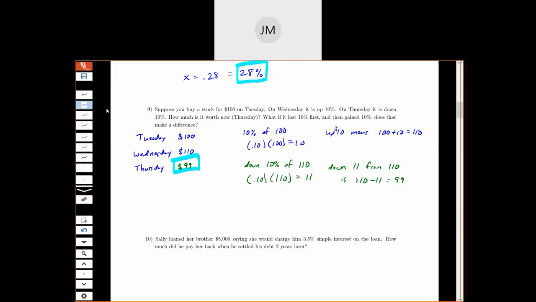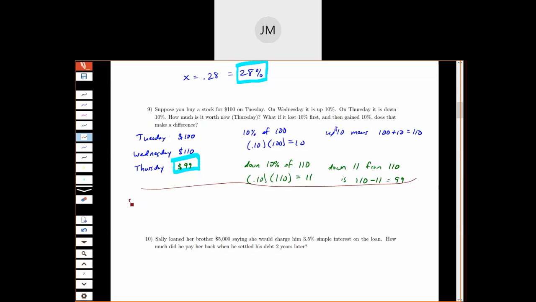Okay, so let's answer the second question. And rather than try and think through it, what we can do is just actually work it out. What if we lost 10% first and then gained 10%? Why don't we just write that out and see if it makes a difference? And then we'll talk about why the answer is what it is. I think the way to be sure is to actually write it out.